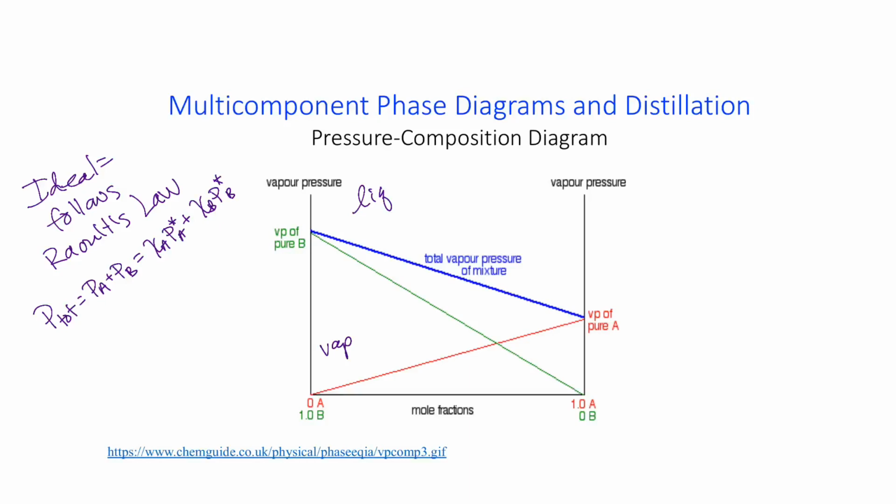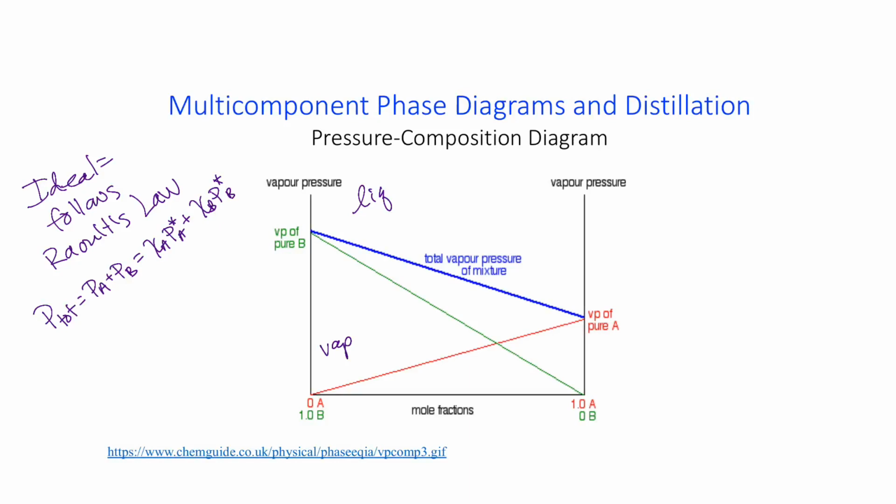So this blue line represents the total vapor pressure of the mixture, so that's P total. Green is the vapor pressure of pure B, and then red is the vapor pressure of pure A. And this would be a representation of an ideal solution where our components A and B in this mixture are following Raoult's law.